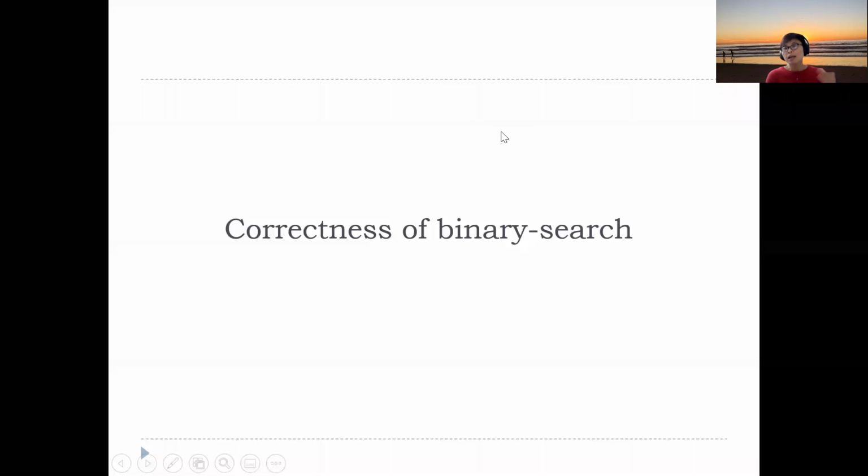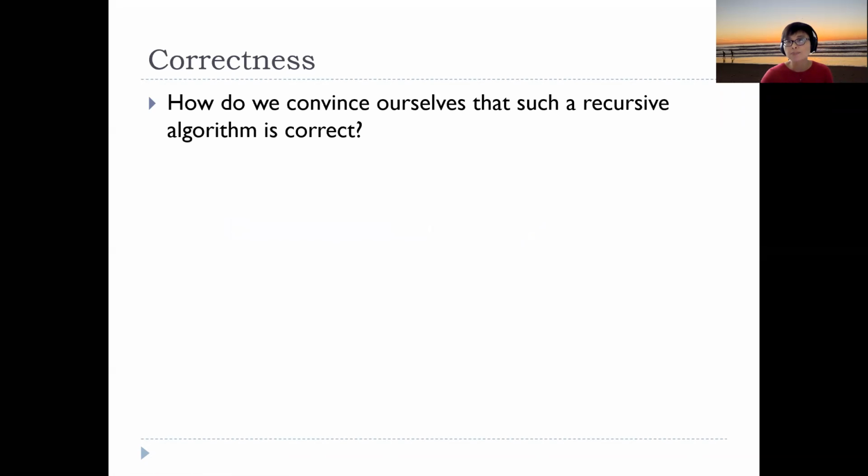Okay, so that is the algorithm. Let's now look at why this algorithm is correct. I mean, we designed it, we kind of know the intuition of this, so you're probably already convinced that this is a correct algorithm, okay? But let's just do this more formally. In general, how do we convince ourselves that such a recursive algorithm is correct, okay?